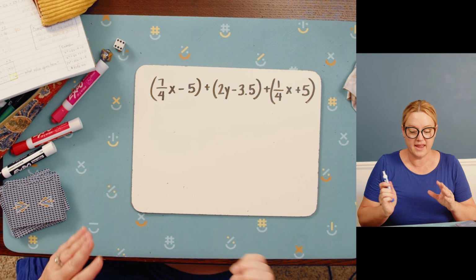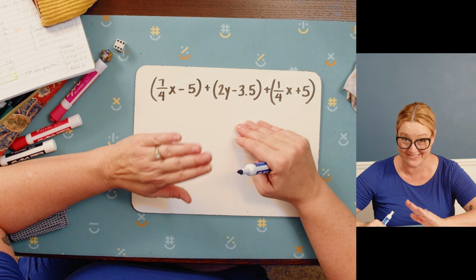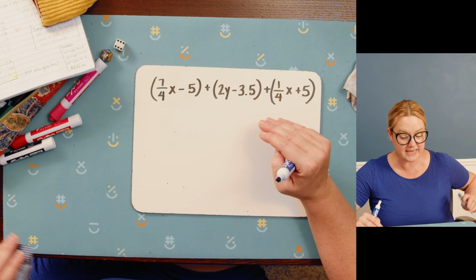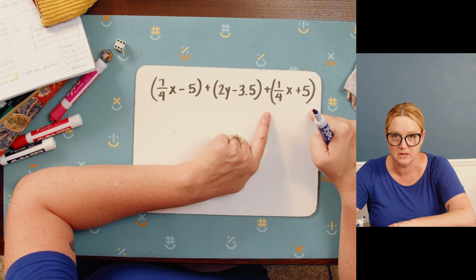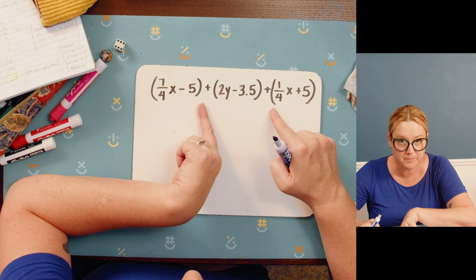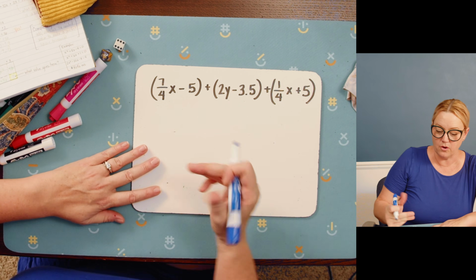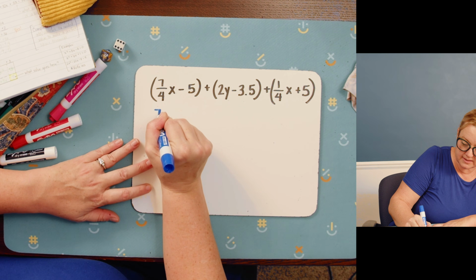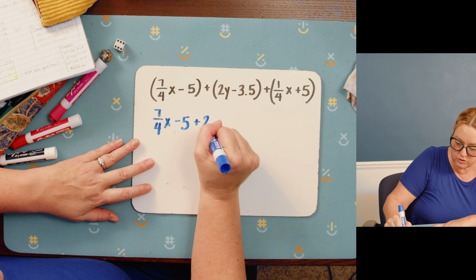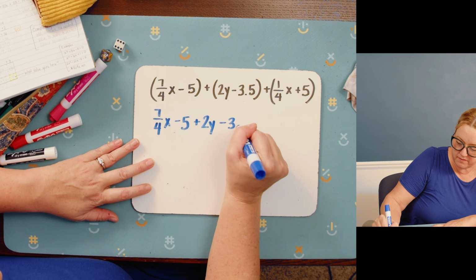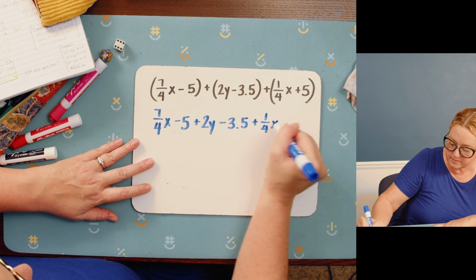Again, I'm not just deciding not to write these parentheses. There's a reason that I'm dropping them. And the reason I don't need them is because there's no reason to keep these in separate groups. They're not being multiplied by anything other than +1, and that just leaves it as it is. So I can go ahead and rewrite this as 7/4 x minus 5 plus 2y minus 3.5 plus 1/4 x plus 5.